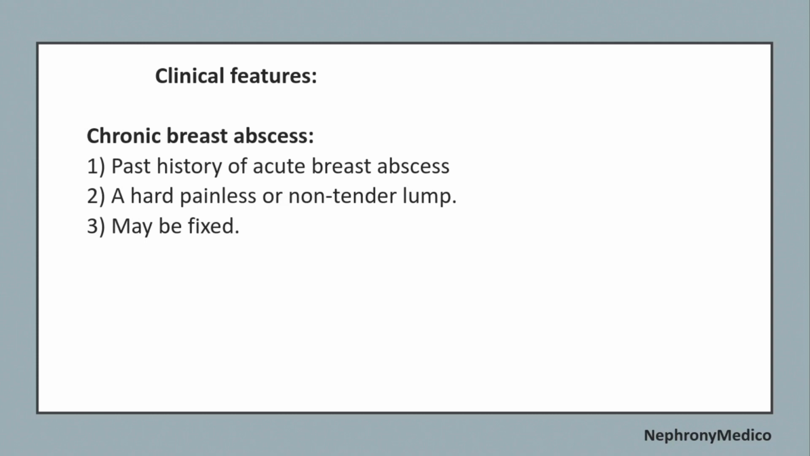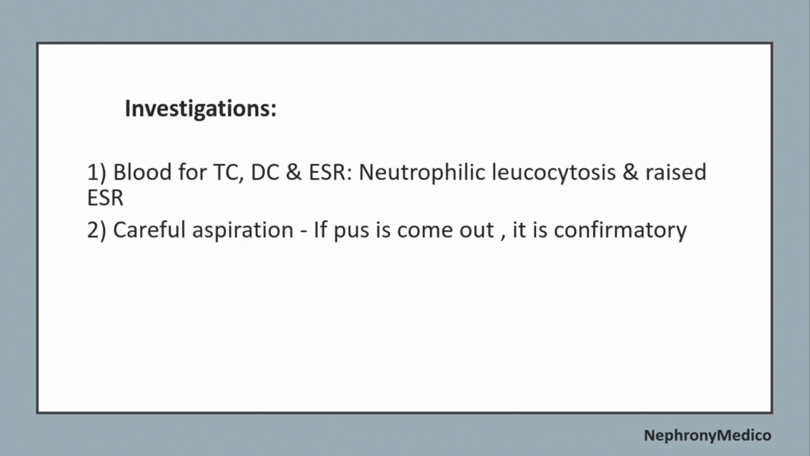In case of chronic breast abscess, there is a past history of acute breast abscess, and a hard, painless or non-tender lump may be present, and it may be fixed. Investigations that can be done include blood for total count, differential count and ESR, and careful aspiration. If pus is present, it is confirmatory.